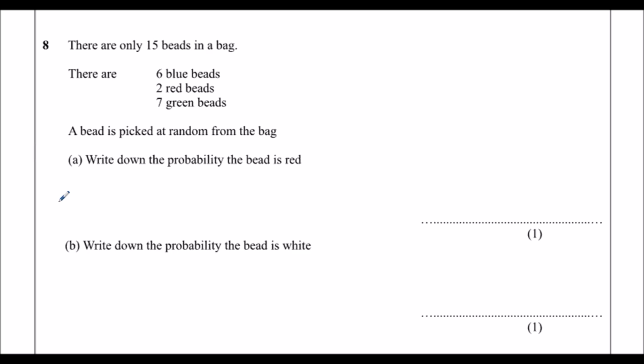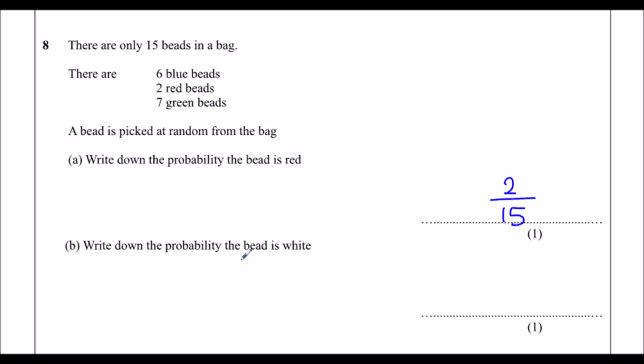Question 8. There are only 15 beads in a bag. We've got 6 blue, 2 red, and 7 green. A bead is picked at random from the bag. Write down the probability that it is red. So there are 2 reds out of 15 in total. So the probability is 2/15.